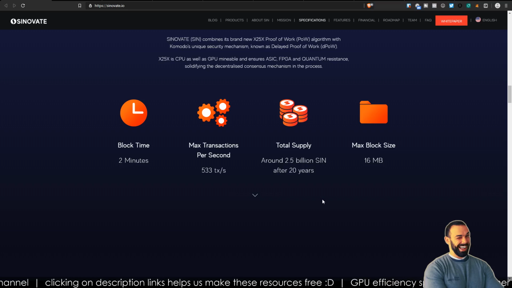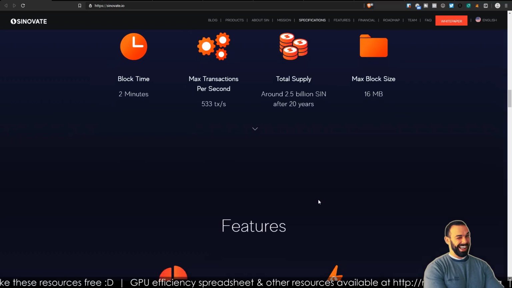Apparently, if they get past 16 megabytes, they may have to use a second layer, or they may have to find some other way of sharding or doing something else. I don't know, some way of compressing their block size. So good to see that they're committed to that now.